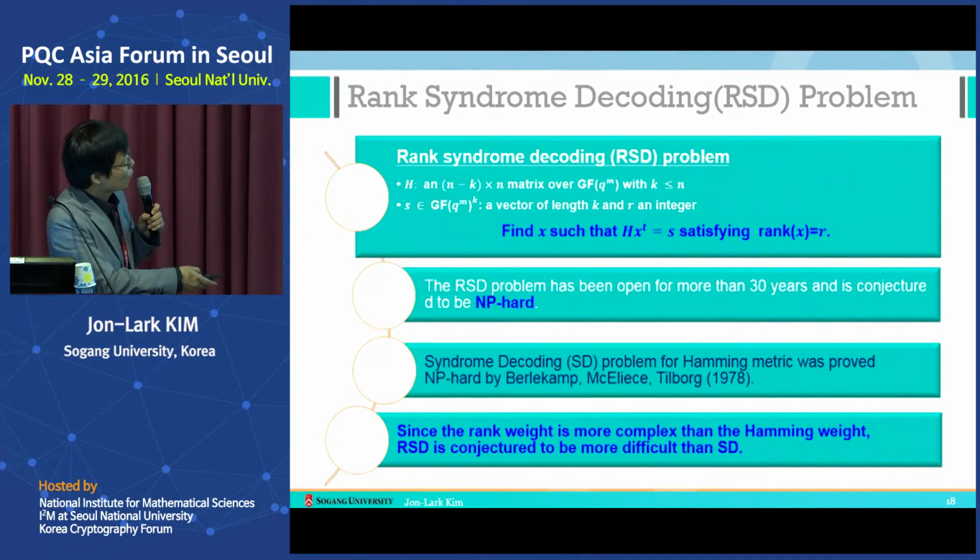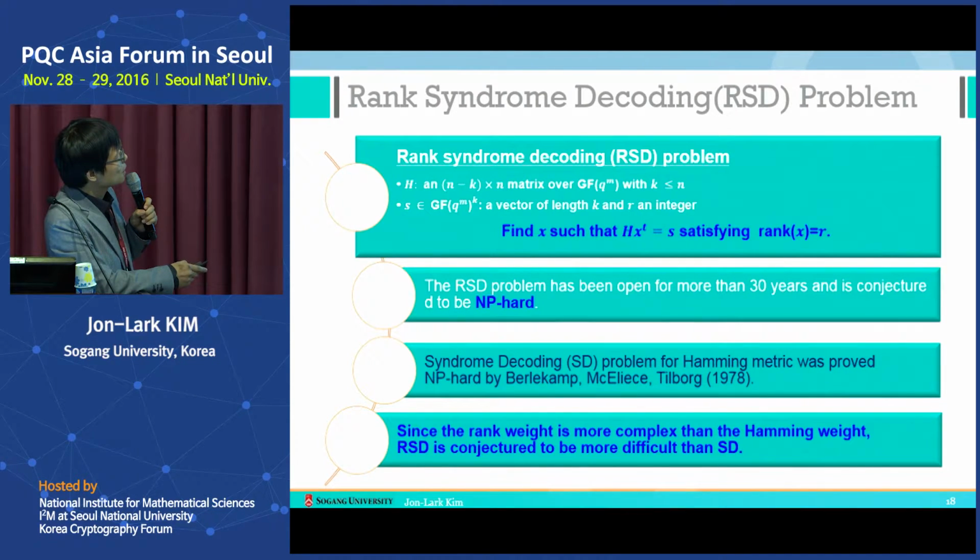And in the study of a rank metric-based cryptosystem, we assume that this rank syndrome decoding problem is very hard. And here is the problem. Given a matrix H, which size is n minus k by n over this large field, k is of course less than or equal to n, and choose arbitrary s in here, q to the mk.